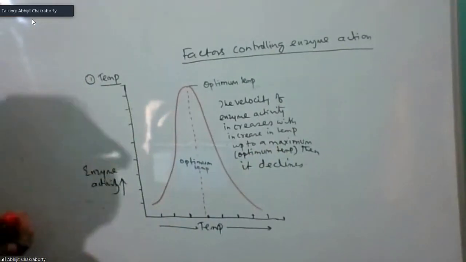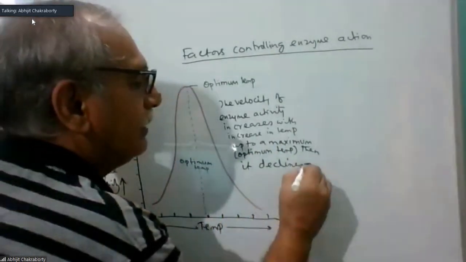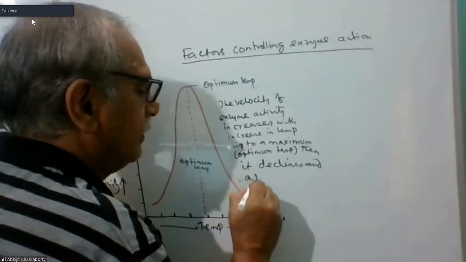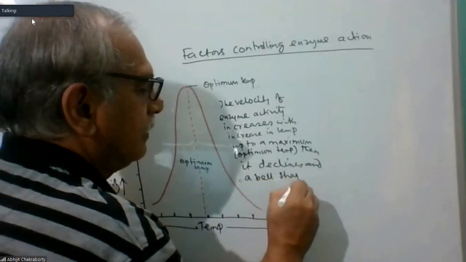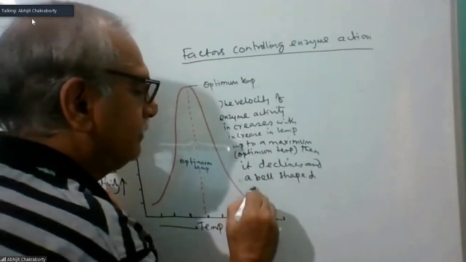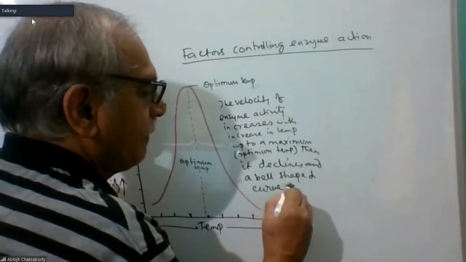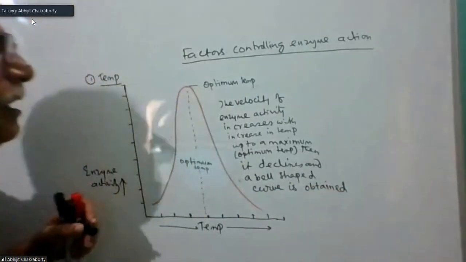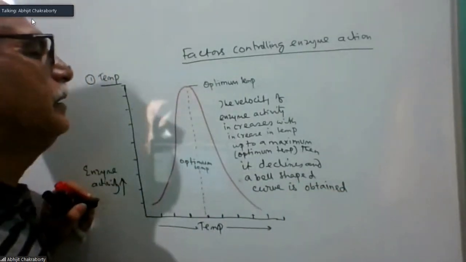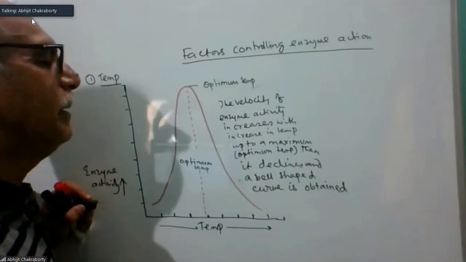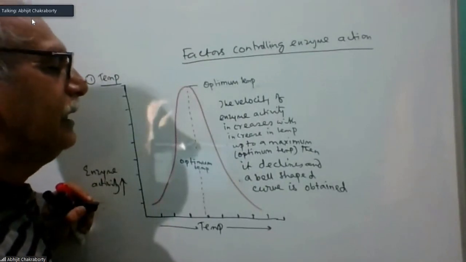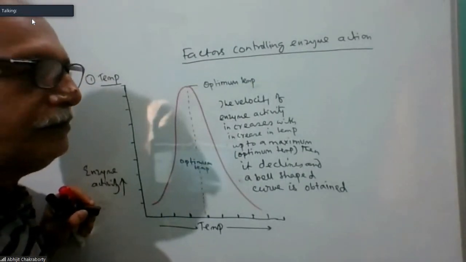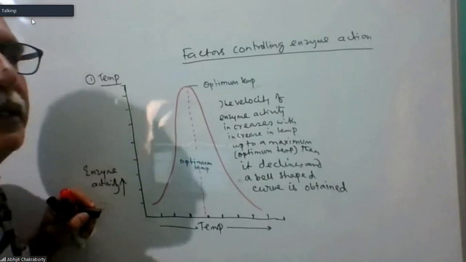Clear? So a bell-shaped curve is obtained. The velocity of enzyme action increases with increase in temperature up to a maximum. Then it declines and a bell-shaped curve is obtained. Clear?